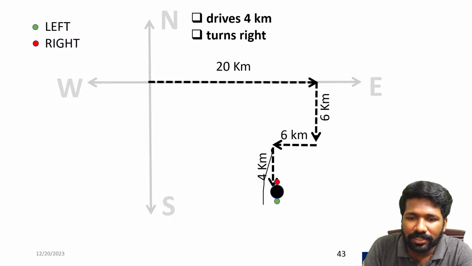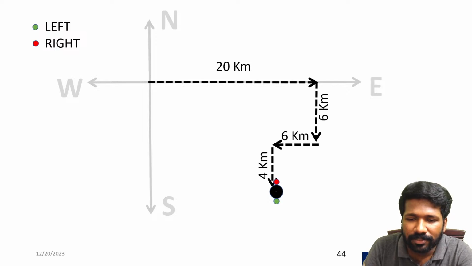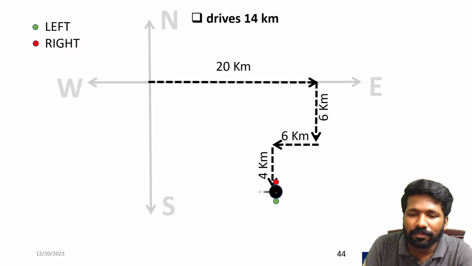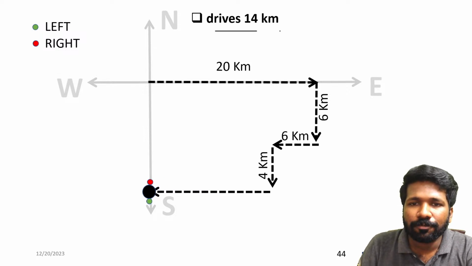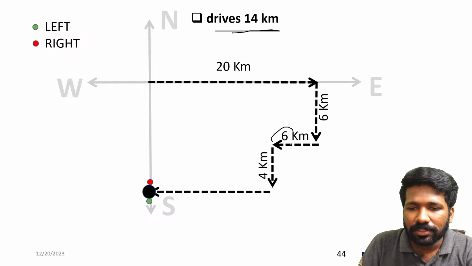Then turns right, downward. So right will be left. I mean upward right will be downward left, and vice versa. And drives 14 km. Look at this. This is 6 km. This is 14 km, means 6 plus 14 is 20. That means this is 20 km.